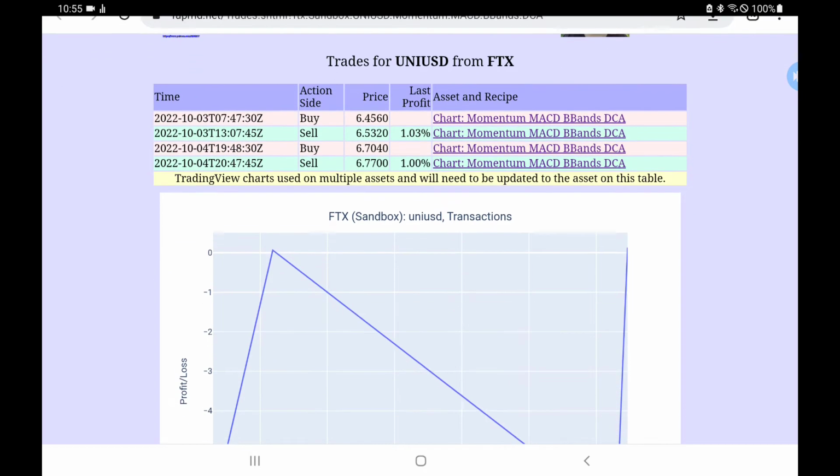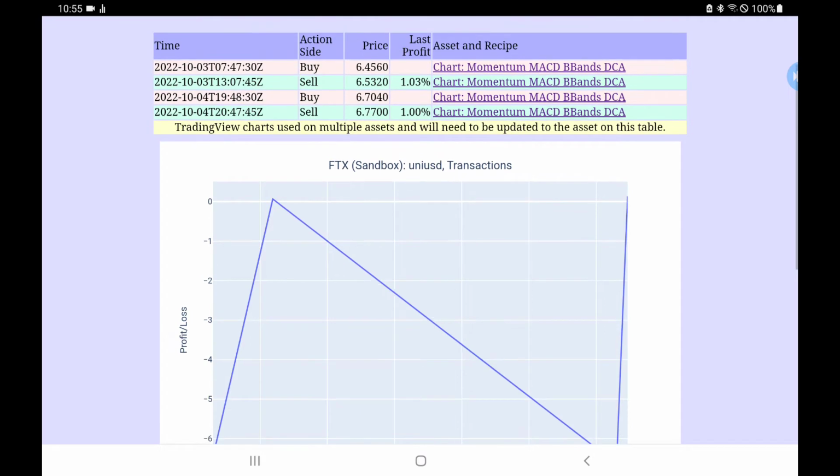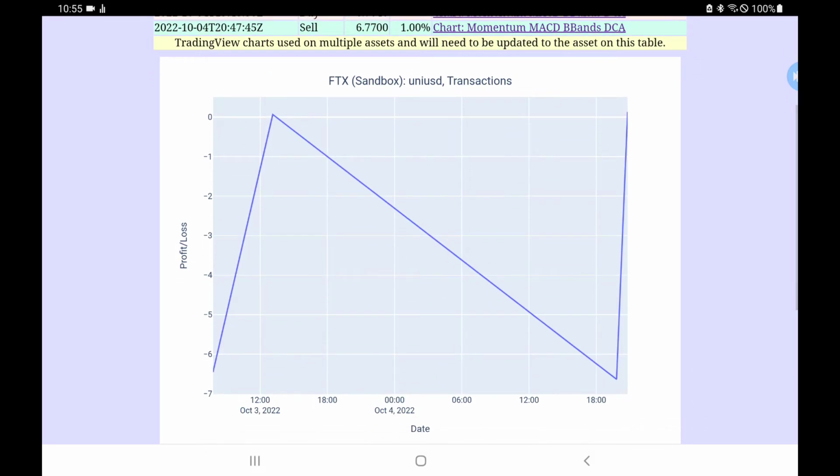Uni. This coin has a jaded history for most, but for this recipe, it's a profitable history. So, 6 cents profit right now at the last trade, and waiting for the next opportunity. And as you can see, not very long in my trades.